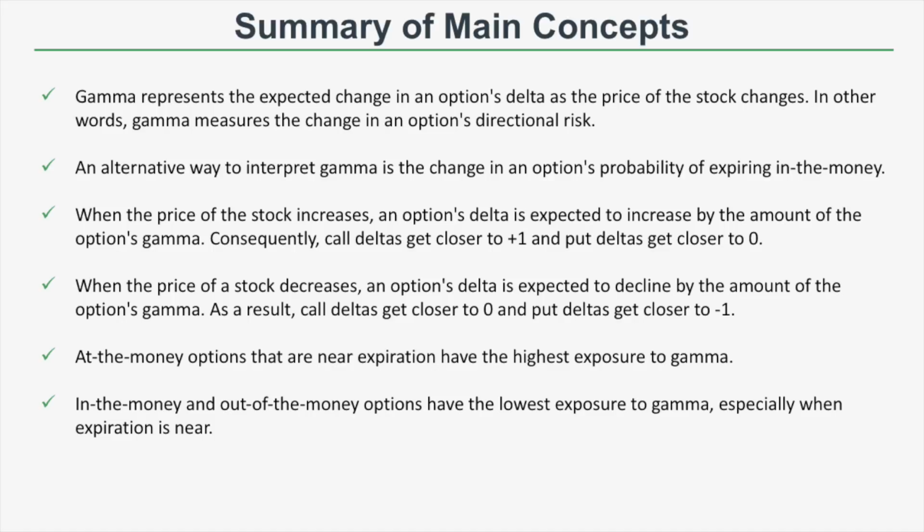Lastly, we talked about the options with the most exposure to gamma. At-the-money options that are near expiration have the highest exposure to gamma. On the other hand, in-the-money and out-of-the-money options have the lowest exposure to gamma, especially when expiration is near.